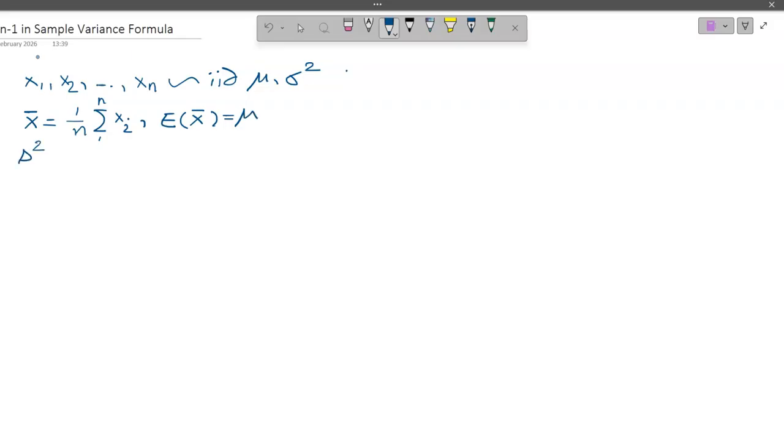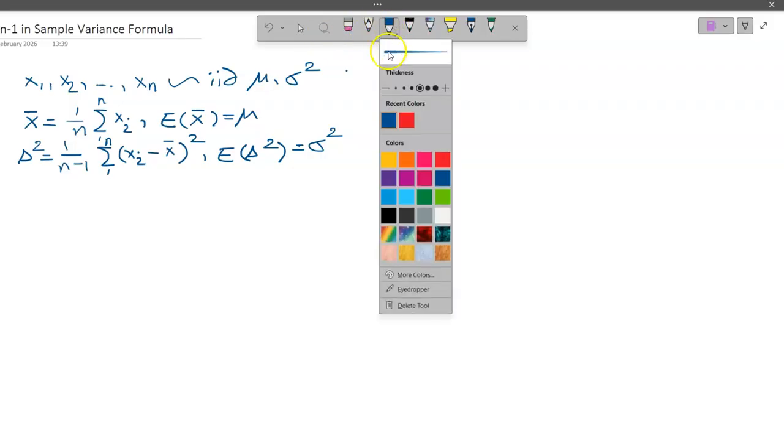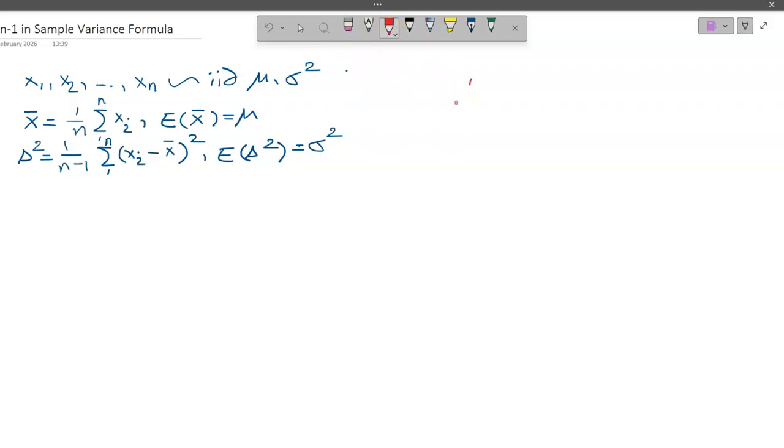We define the sample variance A square equal to 1 by n-1 summation Xi minus X bar whole square, 1 to n. And we need the unbiasedness, that the expected value of A square equals sigma square. This division by n-1 is known as Bessel's correction, done by Friedrich Bessel in 1818.